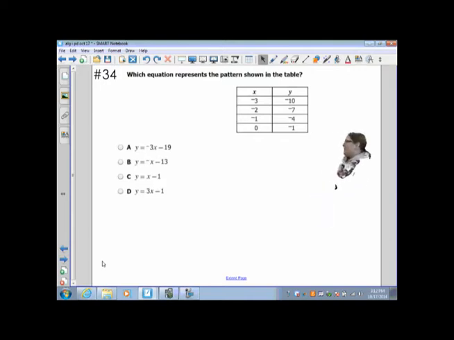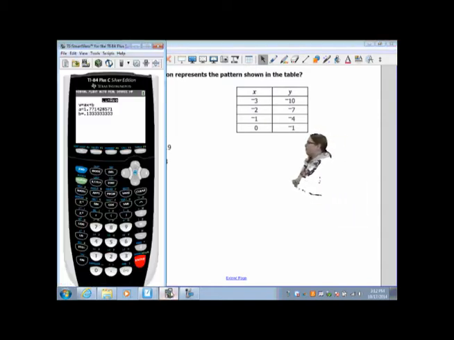Alright, so today we are going to work on problem number 34, which asks us which equation represents the pattern shown in the table. So the best way to do this is we are given answer choices or equations, and we are given a table. We have a tool in our calculator that matches a table to an equation. So we're going to pull up our calculator, and we're going to use the y equals button to type in the equation into our calculator.